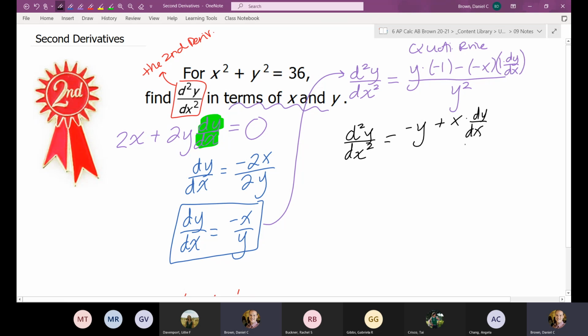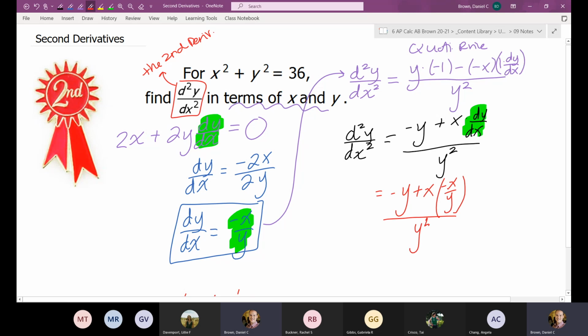That dy/dx is still there over y squared. We want to put it in terms of x and y, so I want to get rid of that dy/dx. Well, what do I know that dy/dx is equal to? Negative x over y. So good, people who had me first semester are remembering that. We know that dy/dx is negative x over y. So plugging that in, I have negative y plus x. Again, the first derivative is negative x over y squared. Technically, you can stop there. That is the second derivative in terms of x and y.